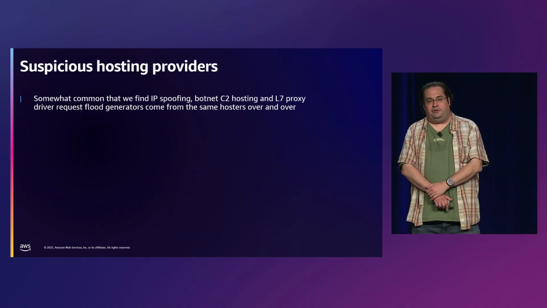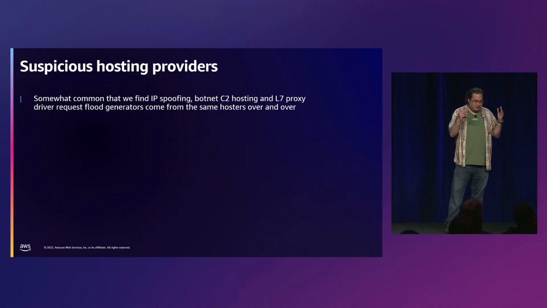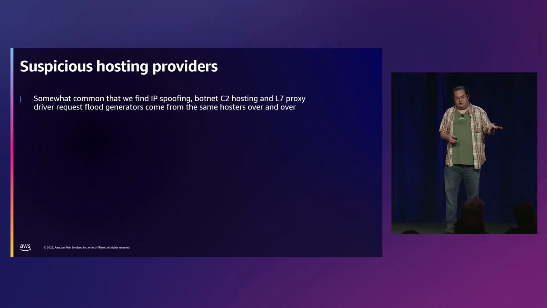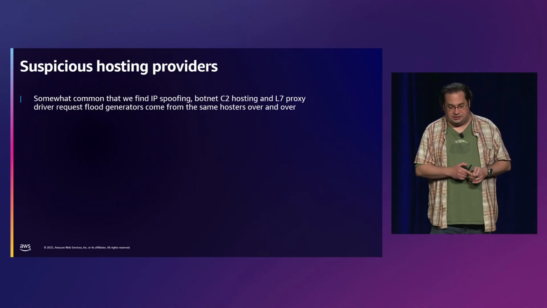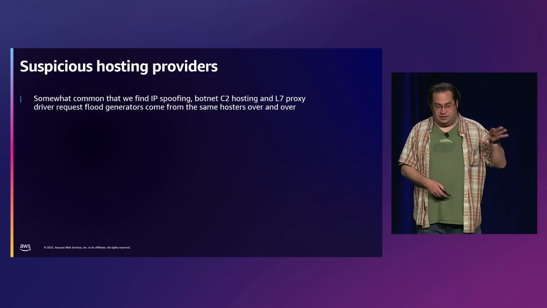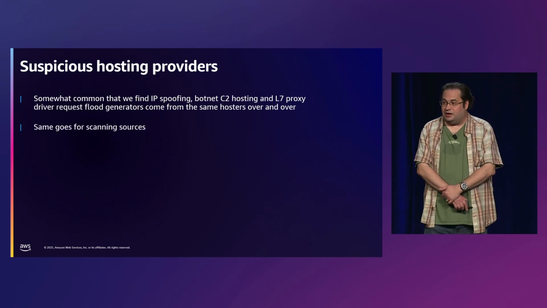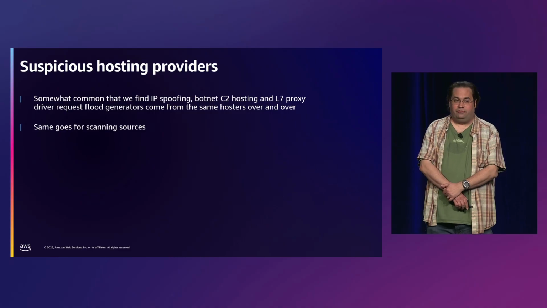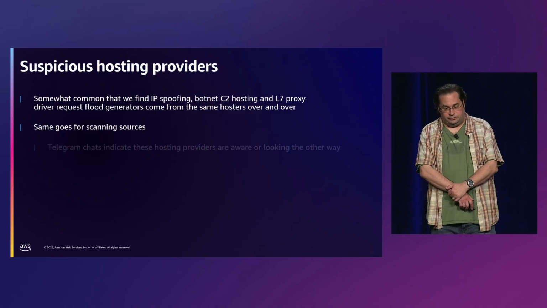It kind of gets into another topic, which is suspicious hosting providers. One of the things that we see is when we see some of this DDoS activity, whether it's spoofing, layer 7 proxy drivers, C2 infrastructure, we see that there's a certain number of ASNs where this stuff typically gravitates around, all right? And it seems to be very persistent, that these particular networks seem to have a fair amount of it. Same goes for scanning activities too. We see it for amplifier, reflector, proxy scanning, comes from some of the same ASNs over and over and over.